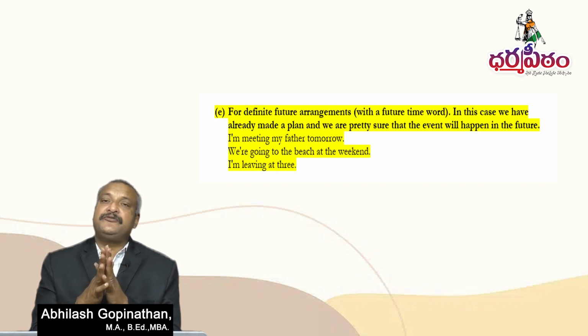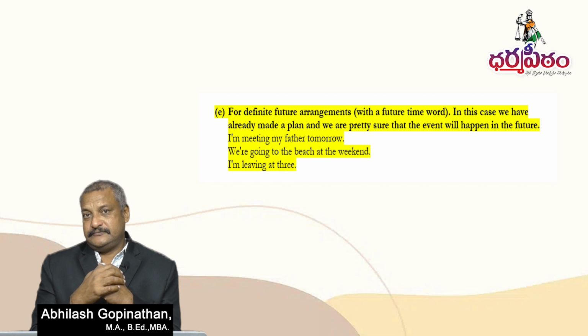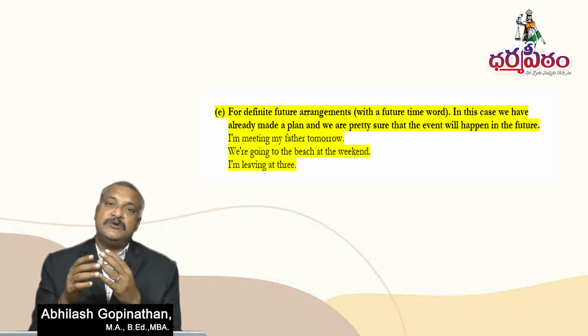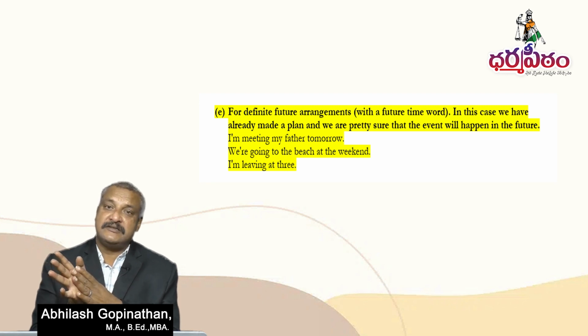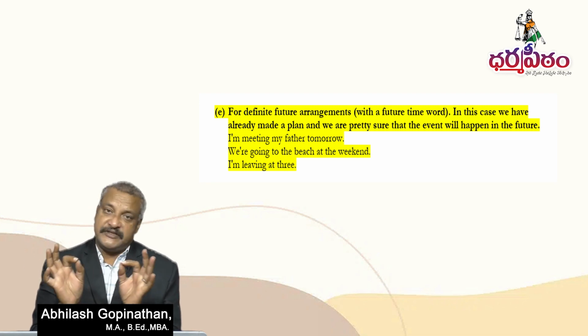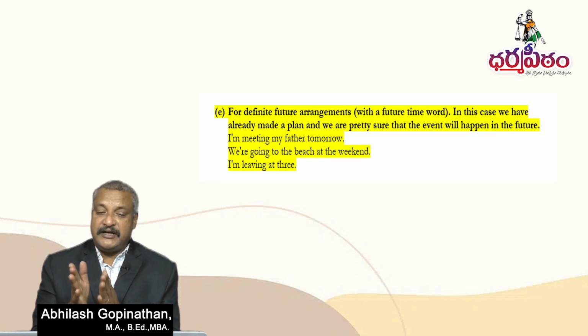Now, we may have a future activity which is planned. Such planned activities can be expressed in the present continuous tense as well. And we are pretty sure that it will happen. For example, we can say, I am meeting my father tomorrow. So I have fixed that tomorrow I am going to my father's place and I have to meet him. It's fixed. So such kinds of activities are expressed using present continuous tense.